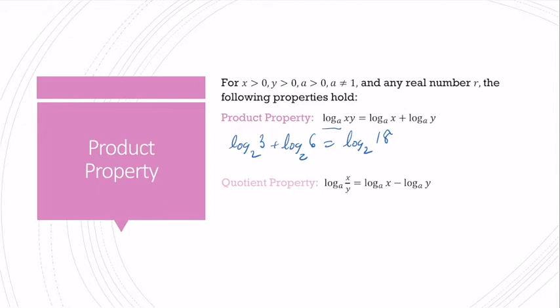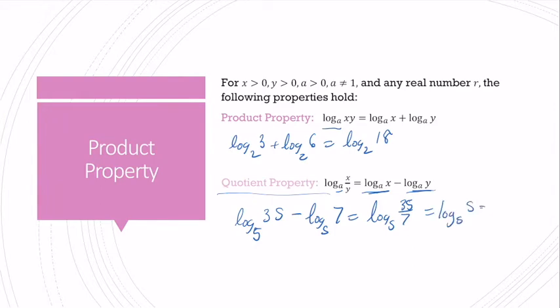I also have the quotient property. So if I have log base a of x over y, that equals log base a of x minus log base a of y. So if I have log base 5 of 35 minus log base 5 of 7, this would be log base 5 of 35 divided by 7, which is log base 5 of 5, which is 1. So this one I could simplify further, this one I could not.